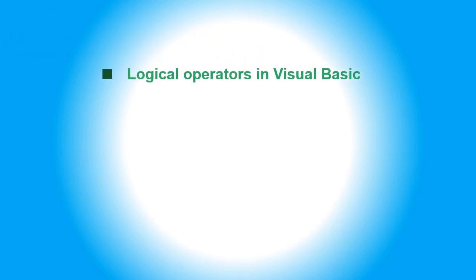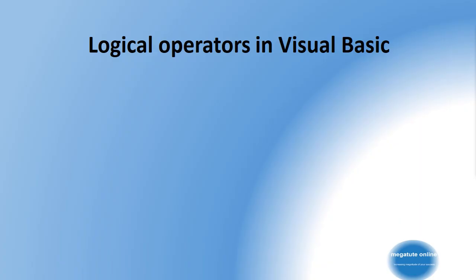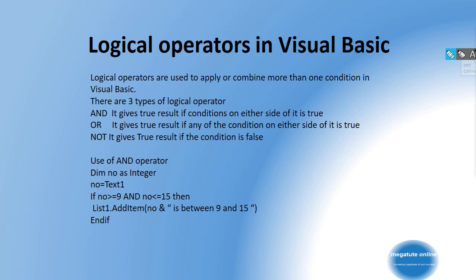In this video, we are going to discuss logical operators in Visual Basic and loops in Visual Basic. Logical operators are used to apply or combine more than one condition in Visual Basic or in any other language. We need logical operators when we have to apply more than one condition to be checked. Alright, so there are three types of logical operators.